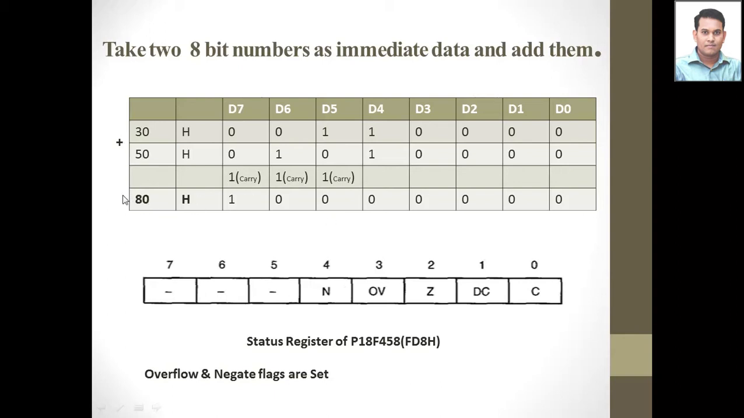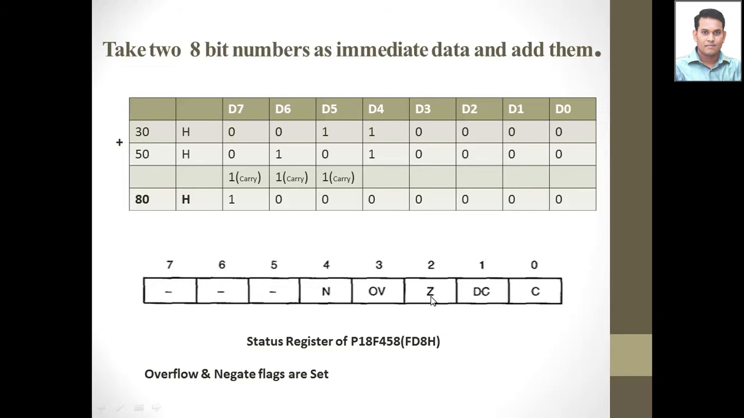But before going to MPLAB software, we will discuss the flags affected. Carry flag: the carry flag is set whenever there is a carry from D7 to out. But here we are not getting a carry out of the 7th bit, so the carry flag will not set. Next is digit carry, also called auxiliary carry. The digit carry flag is set whenever there is a carry from the lower nibble to the higher nibble. Here that is not the case, so the auxiliary carry will not set.